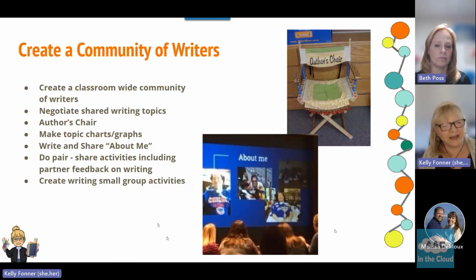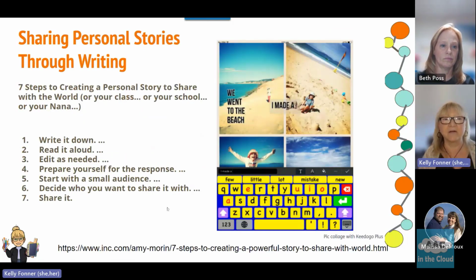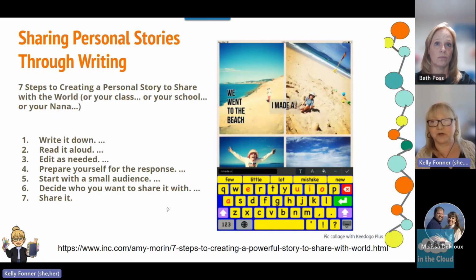And also, if you don't have people around you, what I'm doing with my community of students is having a group online, and you'll see other people online as well. People share their personal stories. This is a great way to work with vocabulary and custom vocabulary and teaching kids about audience. And you see some steps here in the 7 steps to create a powerful story.